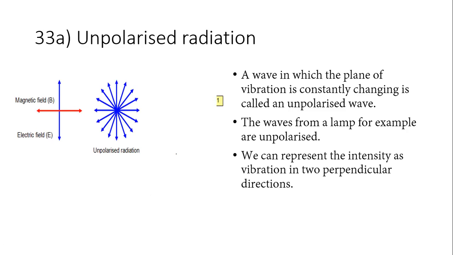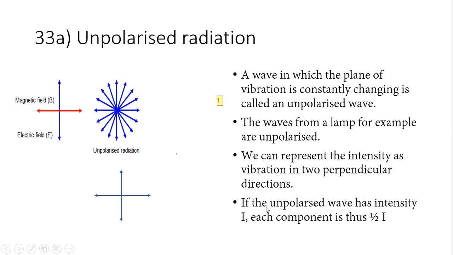We can represent the intensity as vibration in two perpendicular directions. If the wave is going in, then we can represent the intensity in two perpendicular directions. If the unpolarized wave has intensity I, each component has intensity half I. So each of these components is half I. Any comment so far?